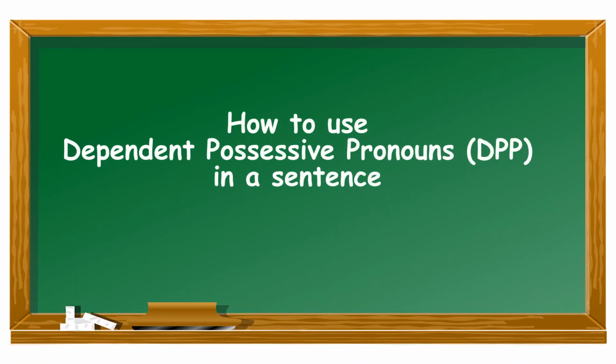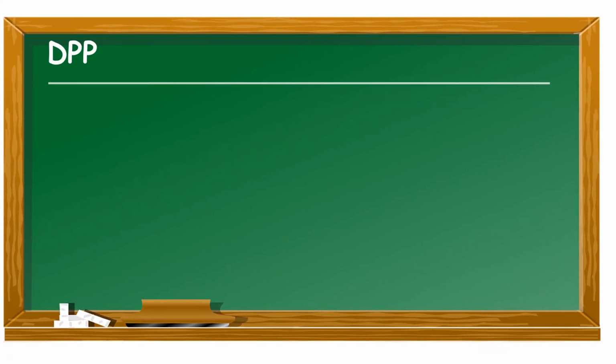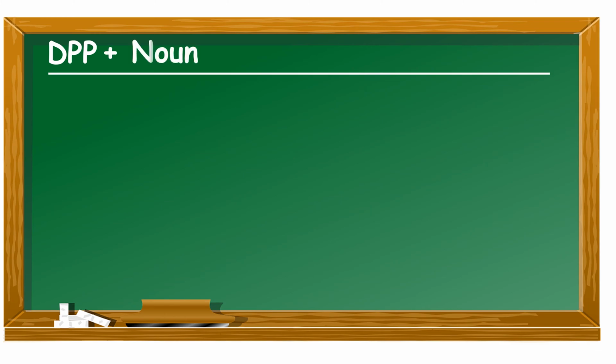Now let's see how to use dependent possessive pronouns in a sentence. Alright, dependent possessive pronouns are always followed by a noun. Once again, I repeat, dependent possessive pronouns are always followed by a noun. You cannot use a dependent possessive pronoun on its own. And if you are going to use to be with a dependent possessive pronoun, then you have to know that in such sentences, to be will be determined by the noun. Once again, I repeat, to be will be determined by the noun, not by the dependent possessive pronoun.